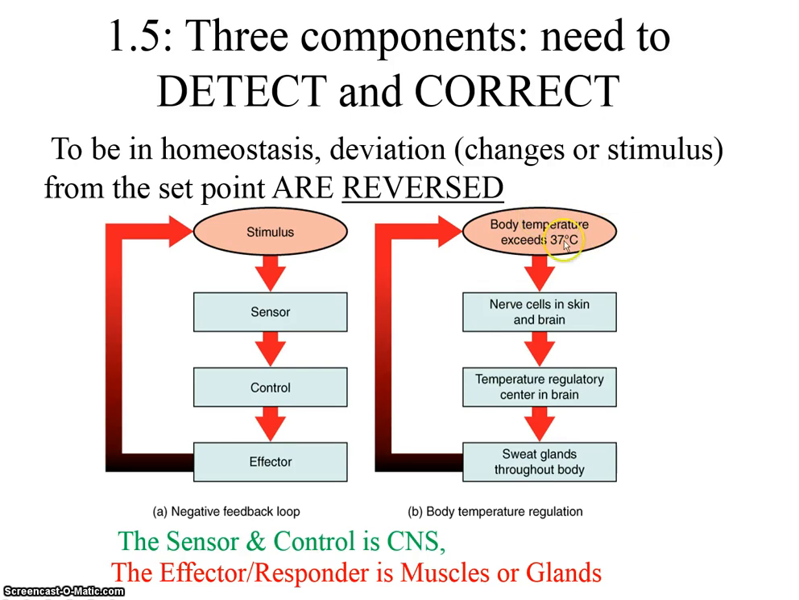Your body temperature goes up. Who can imagine that, right, in Texas? So it exceeds 37 Celsius, 98.6 Fahrenheit approximately. So what happens? Well, the nerve cells in the skin and brain, yes, you have thermoreceptors in your skin, you have sensors in the brain, and these detect and start an action potential. The action potential is sent to the hypothalamus. This is the temperature regulatory center in the brain, and we'll explore the hypothalamus more later.